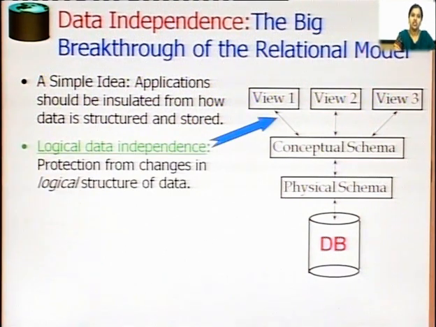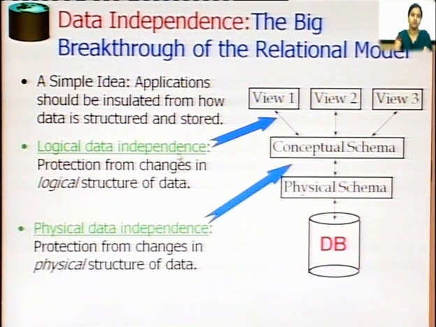And logical, protecting the changes in the logical structure of the data. You are changing the physical schema. This is known as logical data independence. And when you are protecting the changes in the physical structure of the data, which all have to be done at the conceptual schema, this is known as physical data independence.